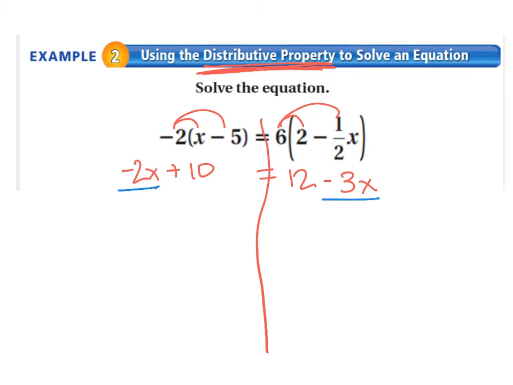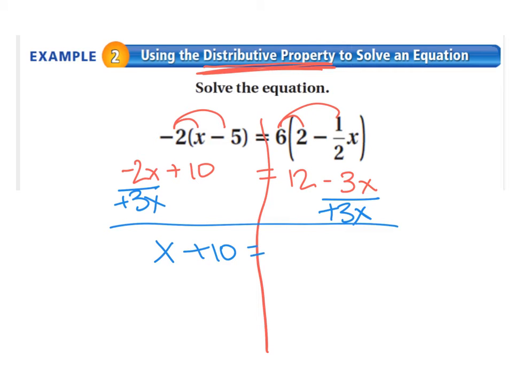I could add 2x to both sides, but this would still leave me with a negative 1. So I'm not going to do that. I don't want a negative x. So instead, I'm going to add 3x to both sides because that's going to leave me with 1x, or just plain x, plus 10 equals 12. Subtract 10 from both sides, x equals 2.